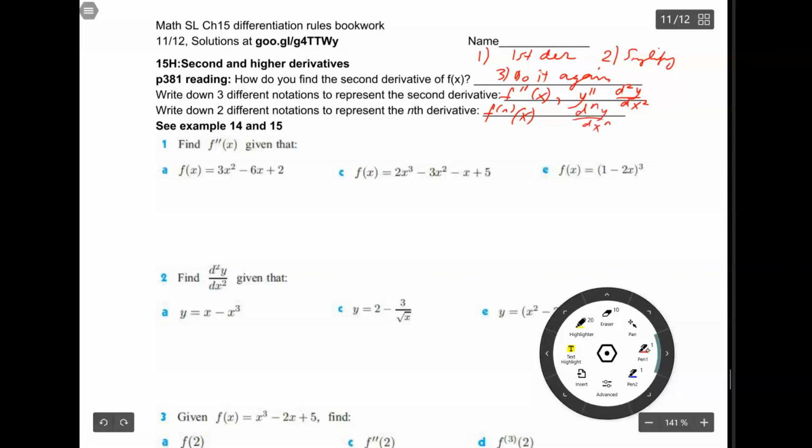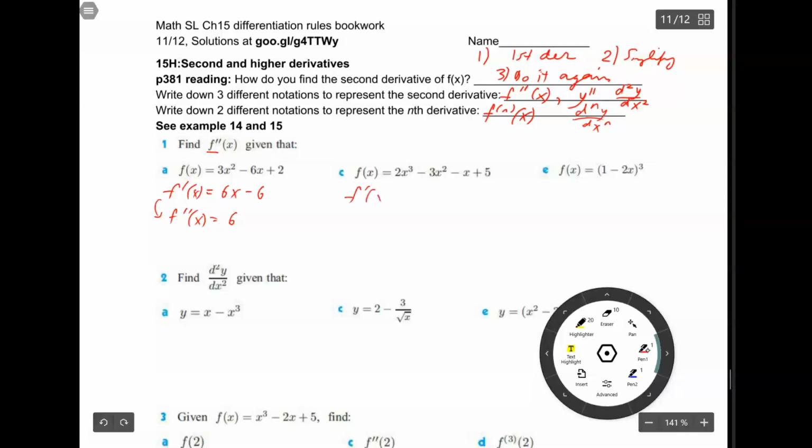So find the second derivative of f of x, given that, and then they give us some functions here. Basically the first step you already know how to do is to find the first derivative. So it would be 6x minus 6, right? And then to find the second derivative, you just take the derivative of the first derivative. So you get 6, right? You can see that if you took another derivative, it would just become 0.